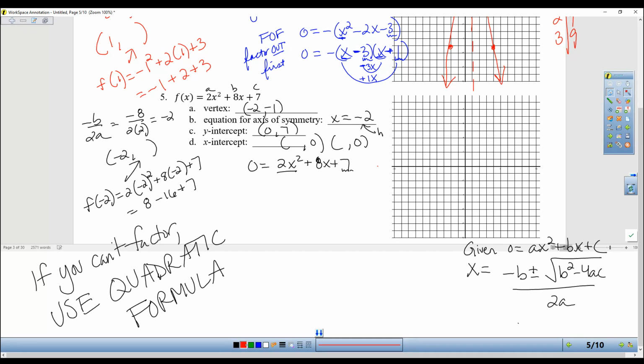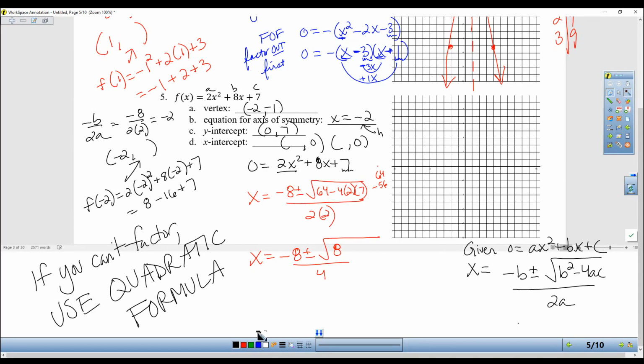So we're going to do just basic quadratic formula. x is equal to the opposite of b plus or minus the square root of b squared minus 4ac all over 2 times a. Negative 8 plus or minus the square root. This is 8 times 7 is 56. 64 minus 56 is 8 over 4.